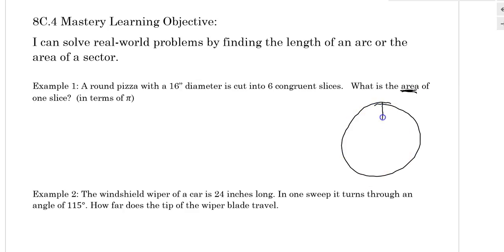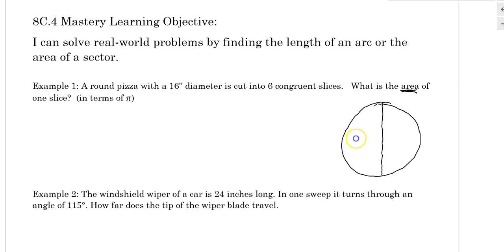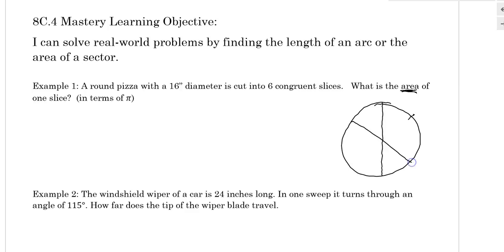So again, remember, we have our pizza, 6 congruent slices. Those are our 6 congruent slices. What is the area of one slice? So I'm just looking for one, and remember, I have this 16-inch diameter, so the radius equals 16 over 2, which is 8. And then looking for the area inside.